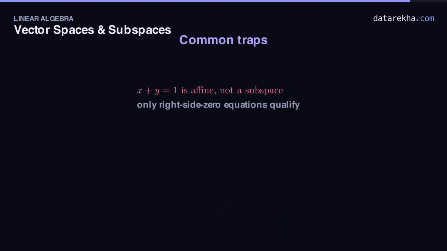Trap 1. Assuming every linear equation gives a subspace. Only homogeneous ones, right side 0. An equation like x plus y equals 1 is affine, shifted off the origin. Trap 2. Inequalities and squares. Sets like x squared plus y squared at most 1 contain 0. But they're bounded. A large enough scalar leaves the region, so scalar closure fails.